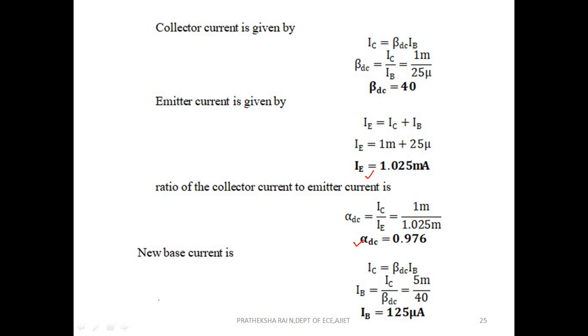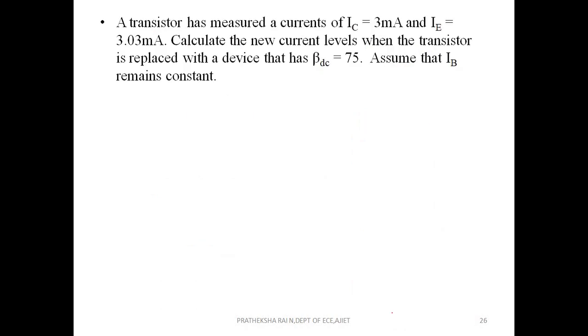So the new base current now we have to find. To find the new base current, what will we do? IC is equal to beta DC IB. Beta DC we have already got, 40. New collector current is 5 milli now. So 5 milli divided by 40, we will get 125 microampere. So this is one more kind of problem which can be asked, where you have to find beta DC first, then substitute the new values of IB and IC. So let us see one more kind of problem.